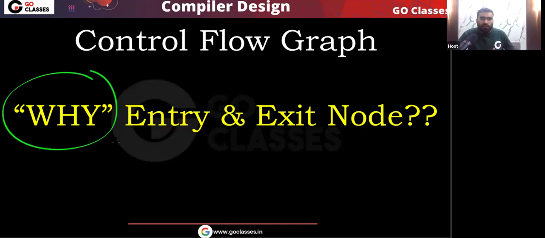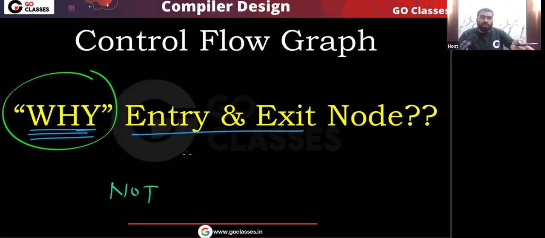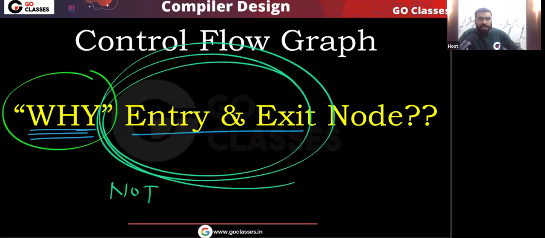But let me tell you what the purpose of the entry and exit node is. I am just telling you why we put them. This is just to understand my logic, and that logic is not in the GATE syllabus. It is beyond the basic compiler design, but you will understand the logic and then you will be able to appreciate why we put entry and exit nodes.